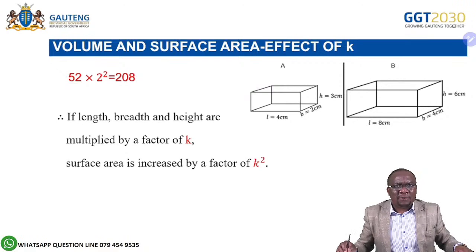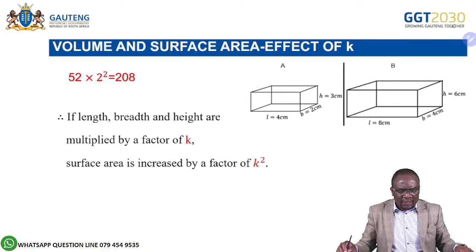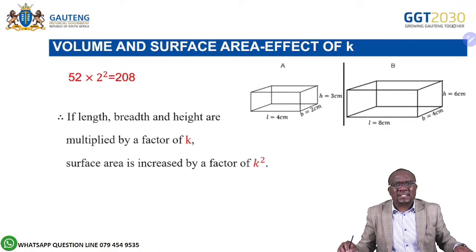Please write this one down. I'm going to give you 1 minute to write this one down. If length, breadth, and height are multiplied by a factor of K, then the surface area is increased by a factor of K squared. We have investigated and we found out that yes, it is true. So let's write this one down for 1 minute.